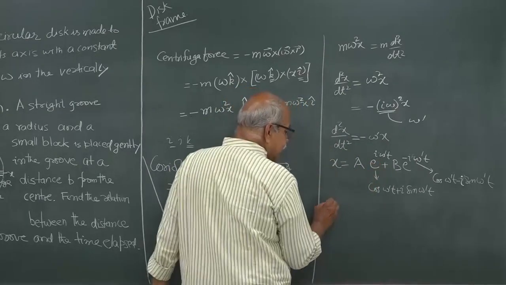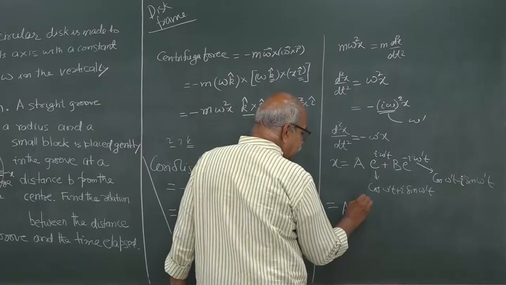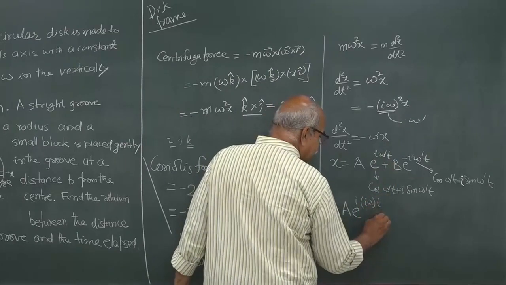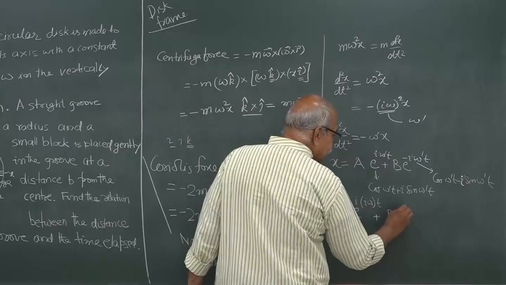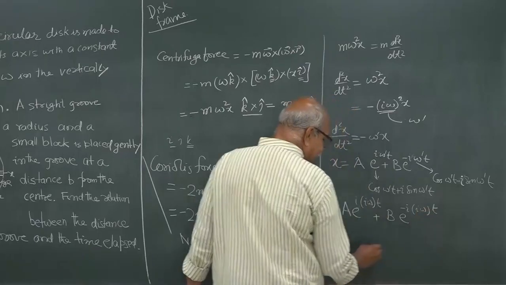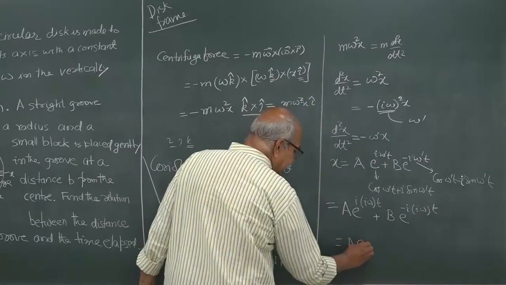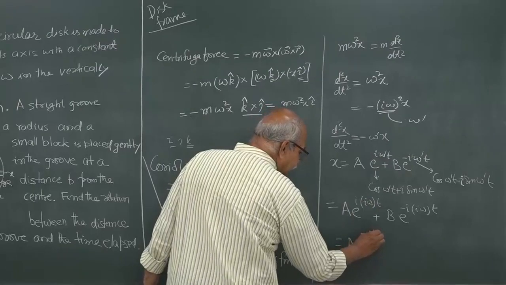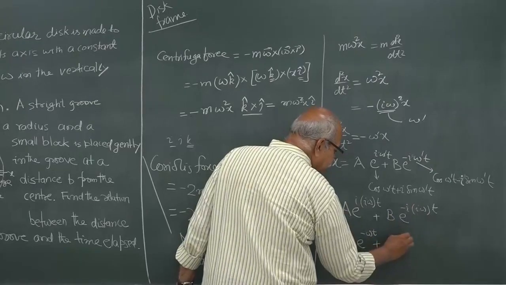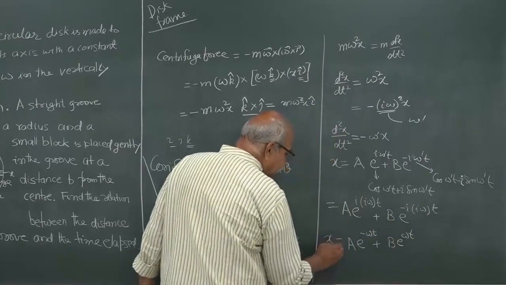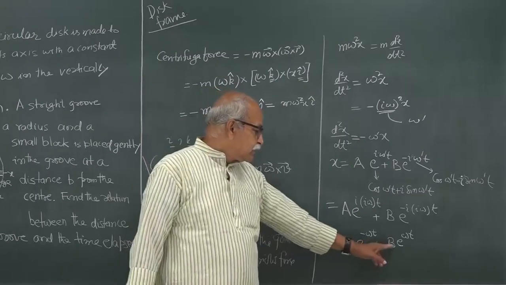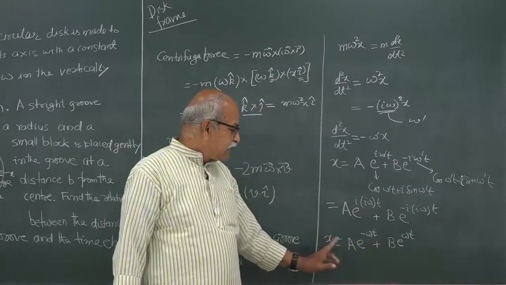So in our case it will be A e to the power i omega prime t, where omega prime is i omega, plus B e to the power minus i omega prime t, with omega prime i omega. So this is A e to the power minus omega t plus B e to the power plus omega t. This is how x and t are related, and now A and B are two arbitrary constants to be decided by the initial conditions.